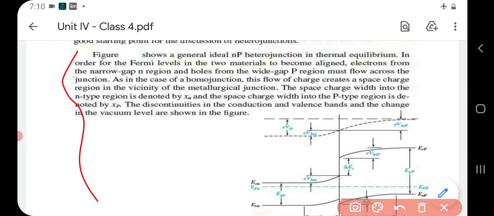Okay, so when you are forming a junction between a narrow band gap n-type material and a wide band gap p material, electrons will cross the junction and you will get a depletion region. A part of the width of that depletion region will extend towards the n region, and some part of it will extend towards the p region. The part which extends towards the n region is represented by Xn, and the part which extends towards the p region is represented by Xp. The discontinuities in the conduction and valence band and the change in vacuum level are shown in this figure. So here you need not draw the figure, you just write the paragraph, that is enough.